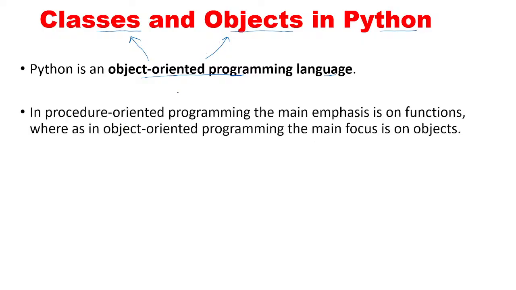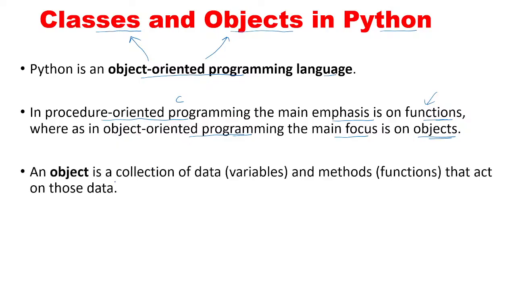If we see the difference between object-oriented and procedure-oriented programming languages: in procedure-oriented programming languages, the main emphasis is on defining the functions. An example of a procedure-oriented language is C. In C, the main focus is on defining functions for each individual task, whereas in object-oriented programming, the main focus is on objects. Everything we implement is an object in an object-oriented programming language. This is the main difference between procedure-oriented and object-oriented.